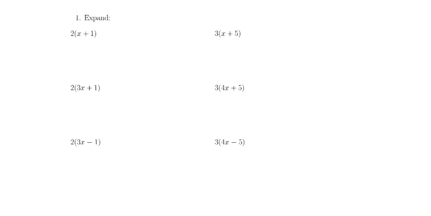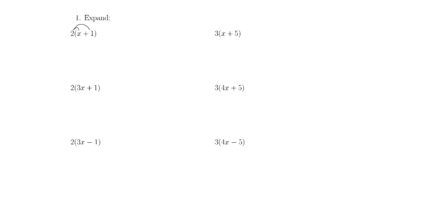Today we're going to be looking at expanding single brackets. So, when we're told to expand an expression like this, all we have to do is multiply the number outside by the first thing inside the bracket, and then we need to multiply the number outside by the second thing in the bracket, and then we just add them together.